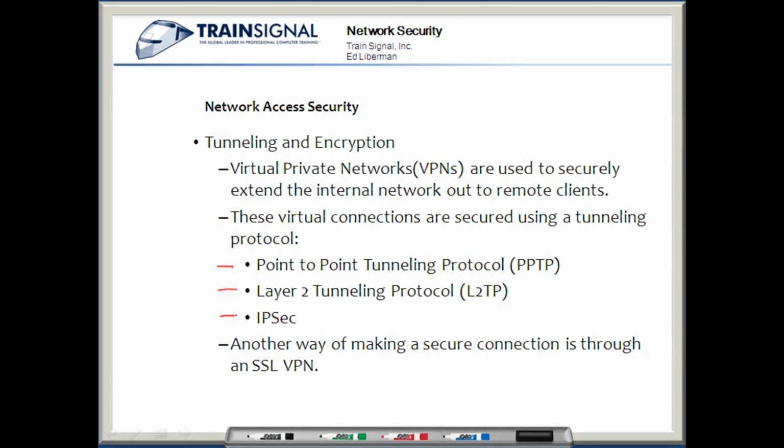Now, the one other side note that I want to tell you about IPsec that you're really going to want to know, and if you are planning on taking the Network Plus exam, this is something that you could be tested on, is that there are two primary protocols that actually make up IPsec.